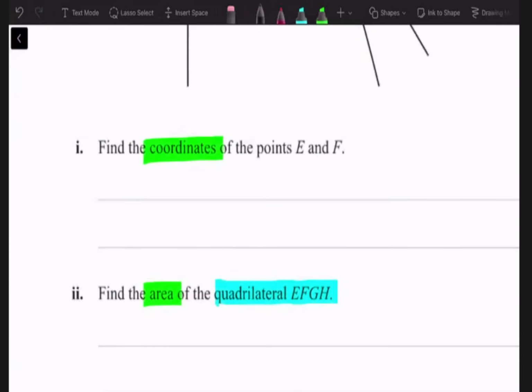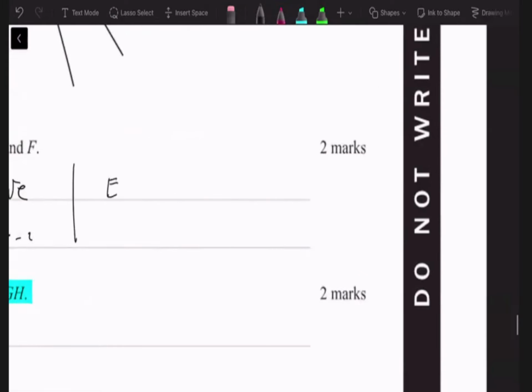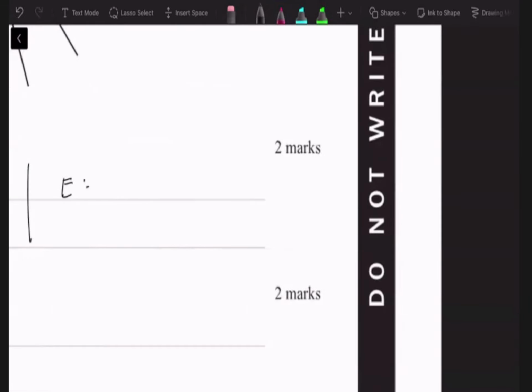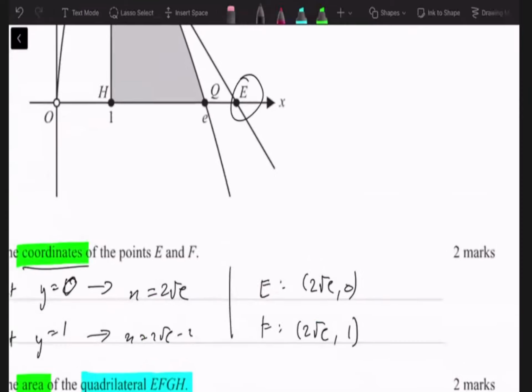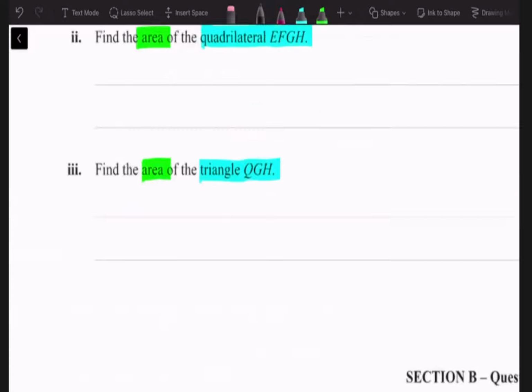It's just 2 marks, so you might just have to put the answers. But if you want to put working out, you can write something like this. So let y equals 1. Then x equals 2 root e minus 2. Make sure it's asking for coordinates, so always write the y values, but for both of these, you don't have to figure out what the y values are, because E is an x-intercept, so the y value is 0, and F is when the y value is 1, so it's already given to you.